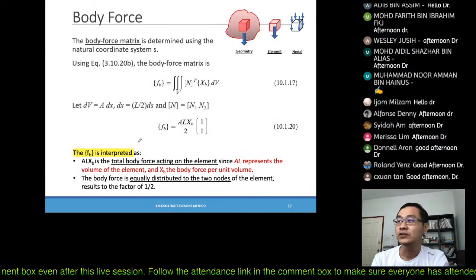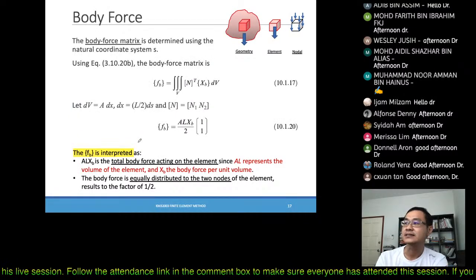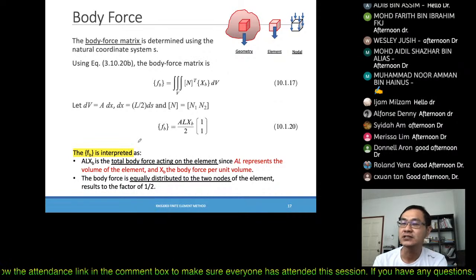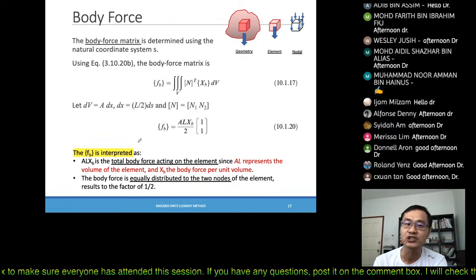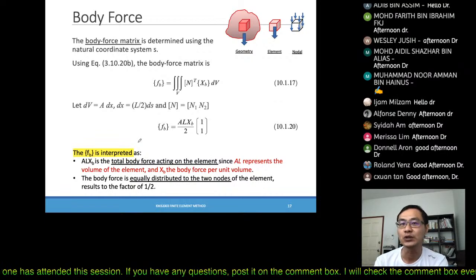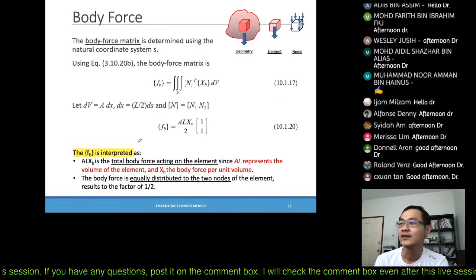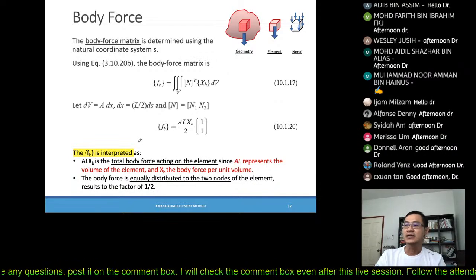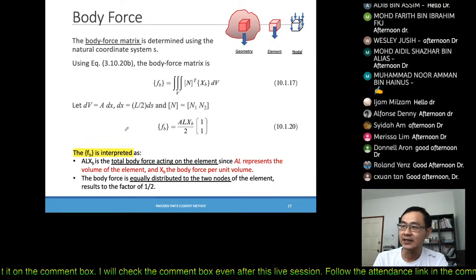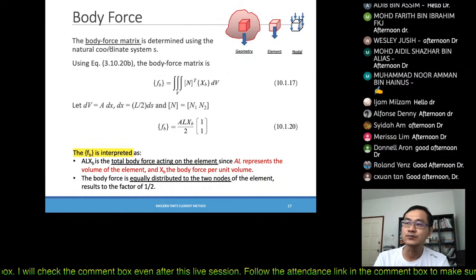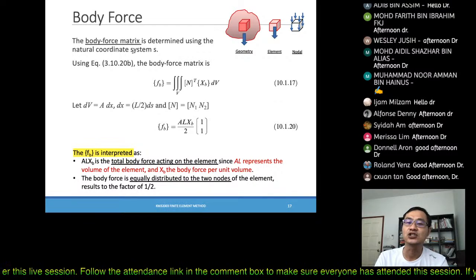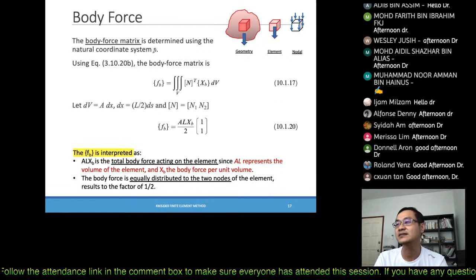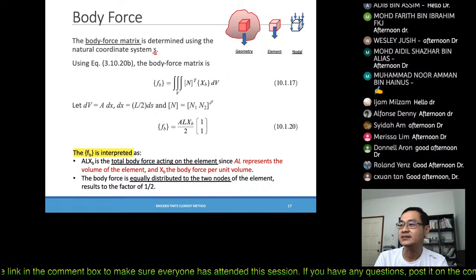Okay, so now for other formulations, the object or the model will be subjected to other boundary conditions, such as the weight, the body force itself, and other things. So how can we deal with that? We will form this so-called body force matrix, to identify it in the natural coordinate system of S. All right, in terms of S itself.